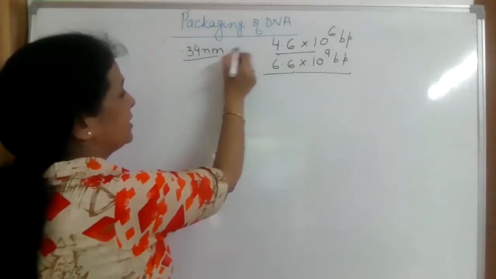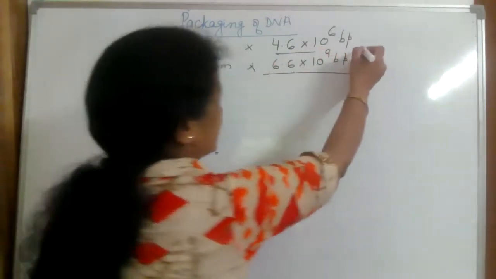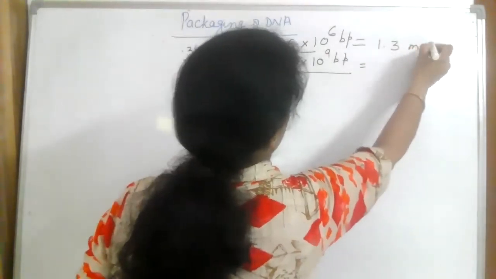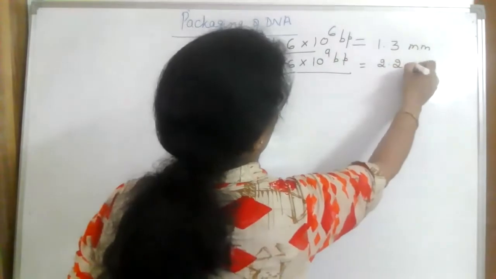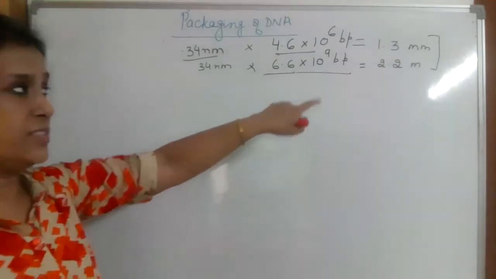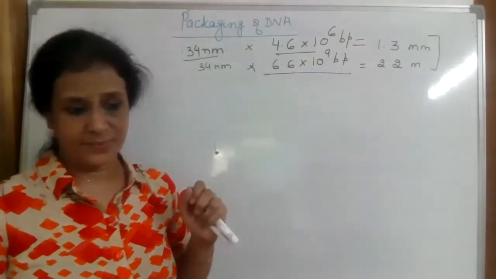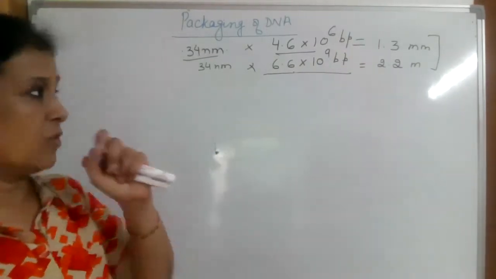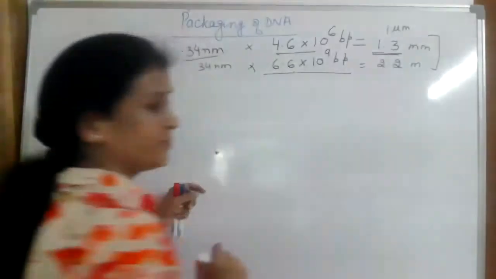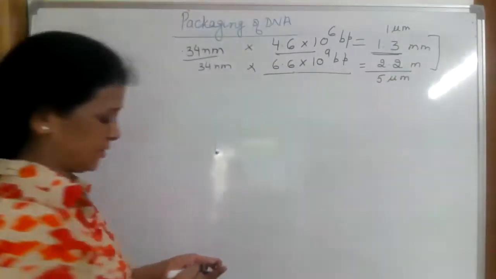So if we multiply this distance by this, we will get 1.3 millimeter here, and here we will get 2.2 meter. So this comes out as the total length of DNA in E. coli, and this is the total length of DNA in human beings. The size of the cell in case of E. coli is 1 micrometer, and in case of human it is 5 micrometer.